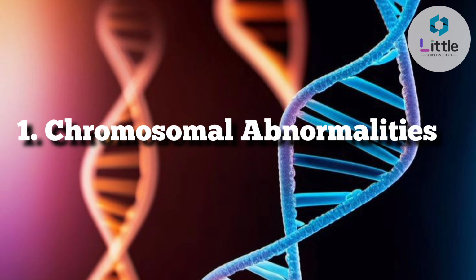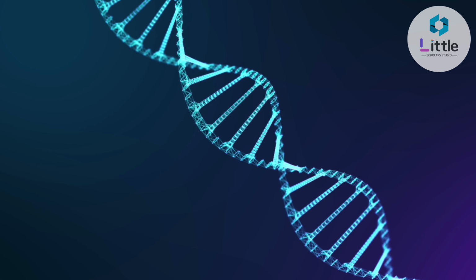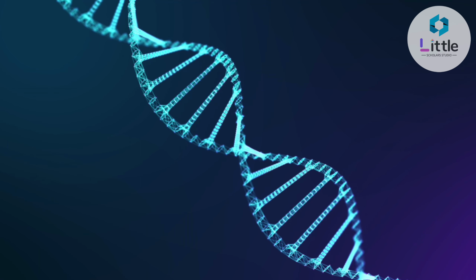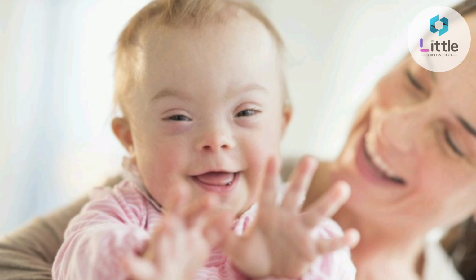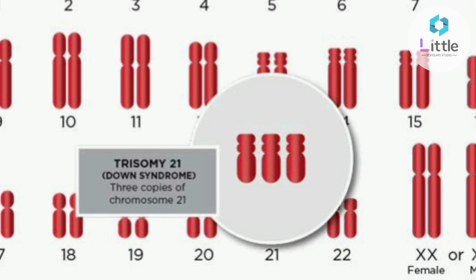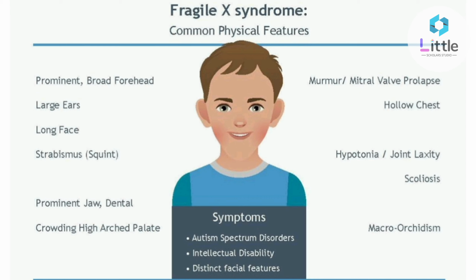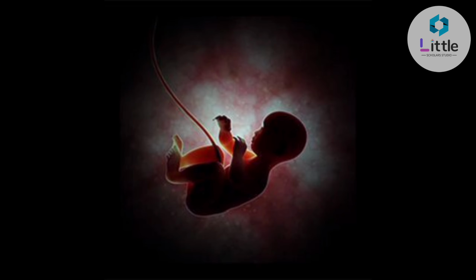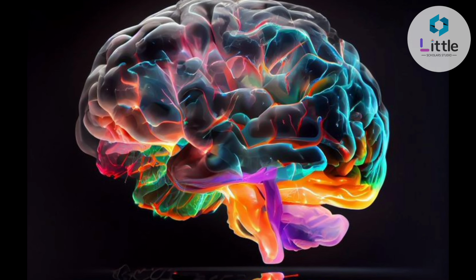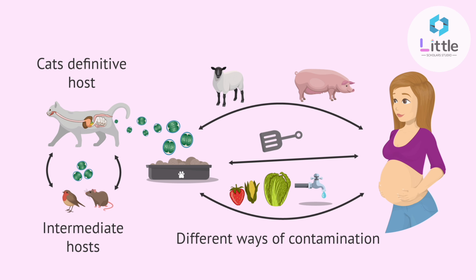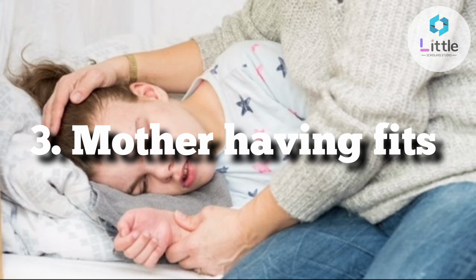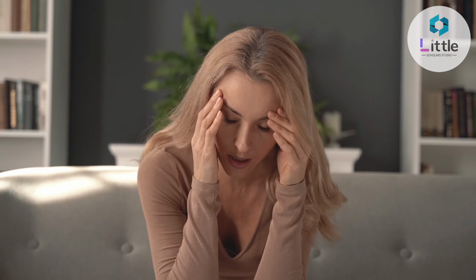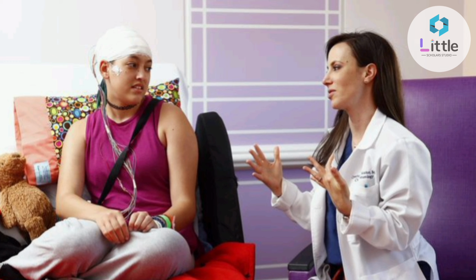Chromosomal abnormality involves the loss, gain, and exchange of genetic material from a chromosomal pair. These abnormalities often cause miscarriages but may occasionally result in a baby with some kind of disability, for example, Down syndrome, Fragile X syndrome. Second, infections in the mother. Infections in the mother during pregnancy affect the developing fetus, leading to brain damage and other developmental issues. For example, rubella, toxoplasmosis. Third, the mother having fits. Seizures, also known as fits, in a pregnant woman can have significant impacts on the developing fetus. Seizures can lead to various complications that may cause intellectual disability in the child.